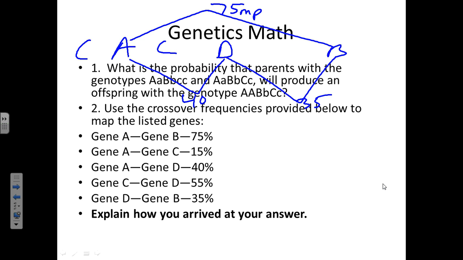So now we compare D to C. D to C cross over 55% of the time, which means where's C? Left or right of A? It's got to be to the left. So C's got to be there. This distance is 55. And if you check now the A to C distance, if this is 55 and here to here is 40, it makes sense that that's 15, right? So we might write the answer to this as CADB.